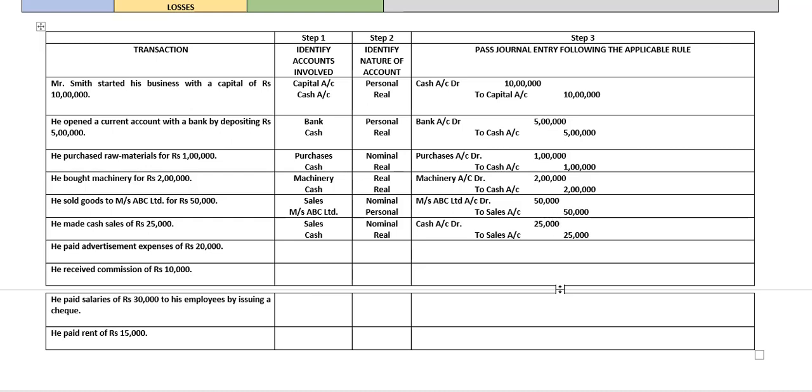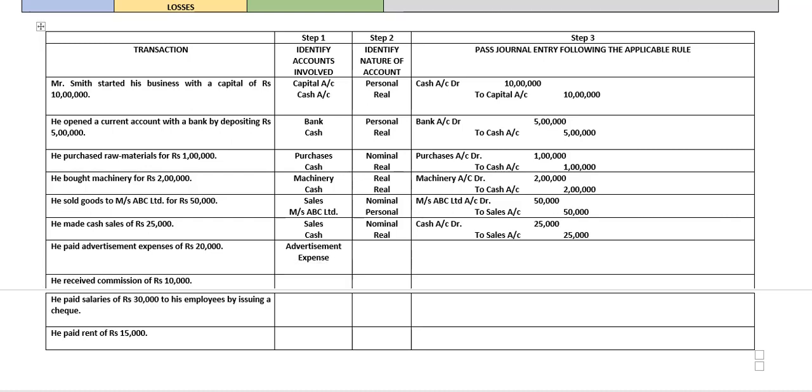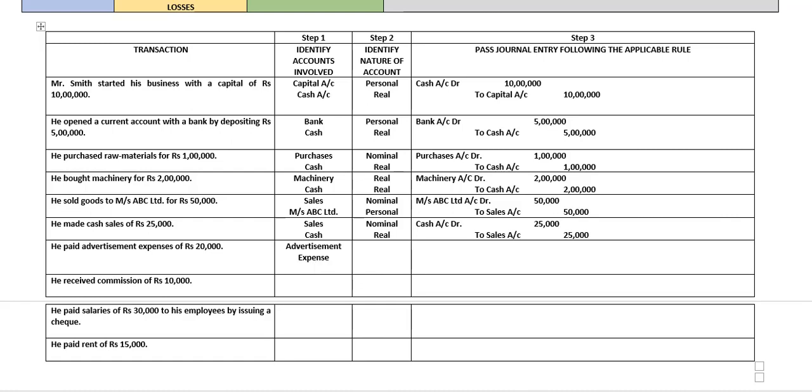So this transaction is also passed. Now let's go to another transaction. He paid advertisement expenses of 20,000 rupees. So the account is advertisement expense. Second account involved in this transaction is again cash, assuming it's been paid in cash since it says nothing about it.